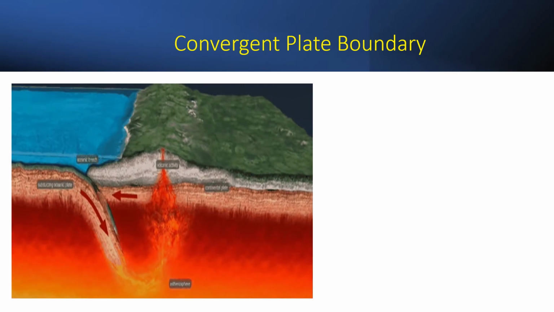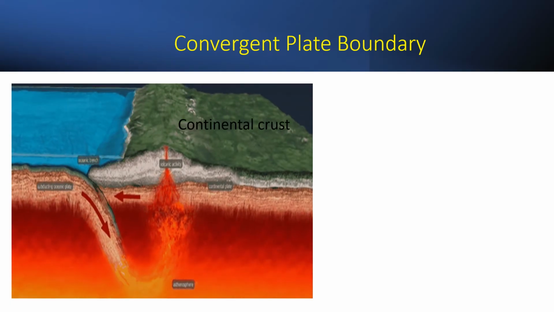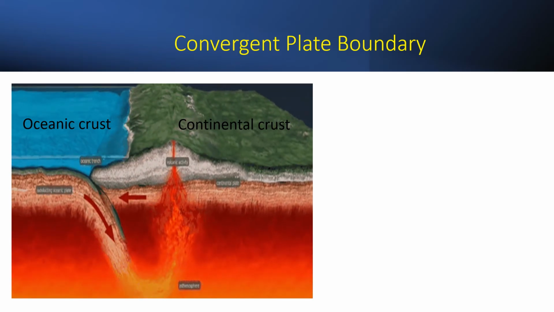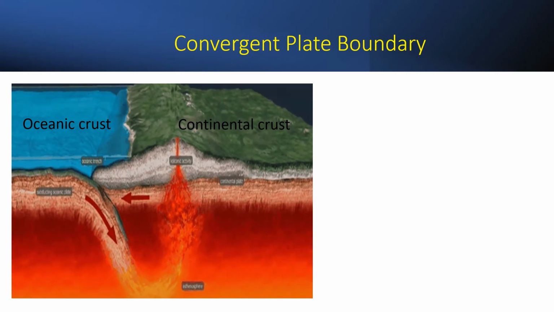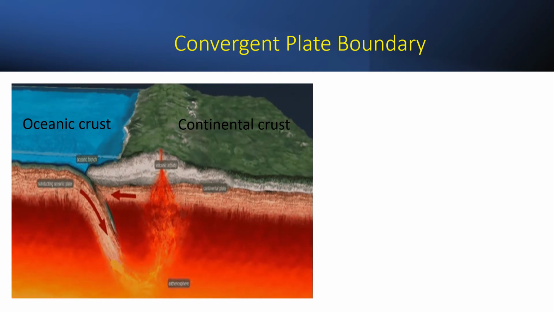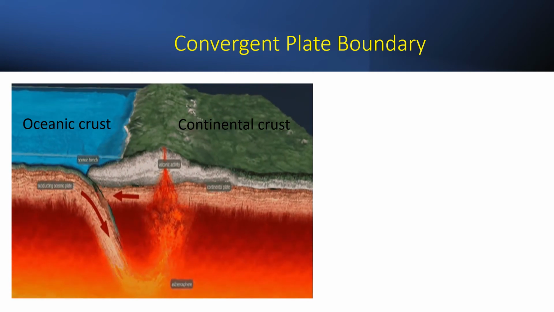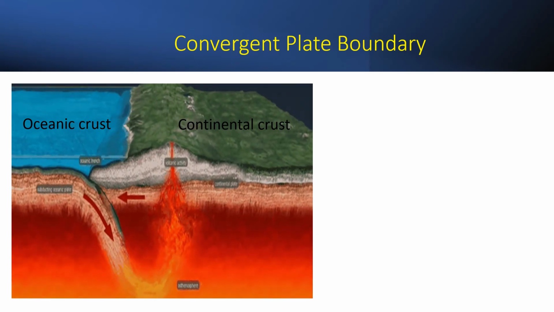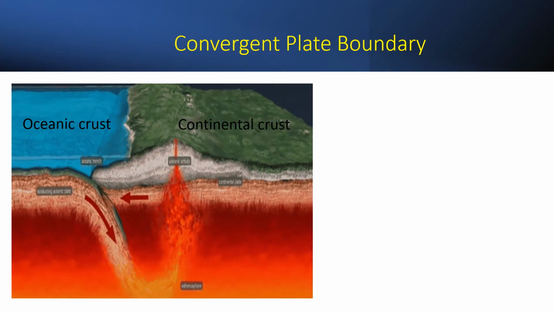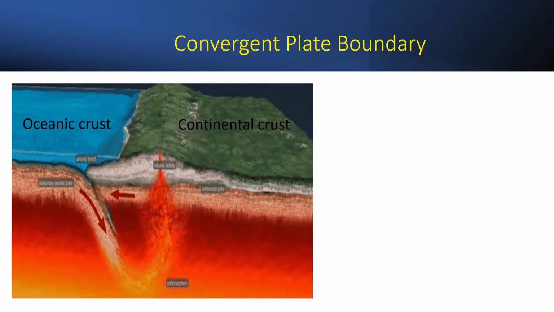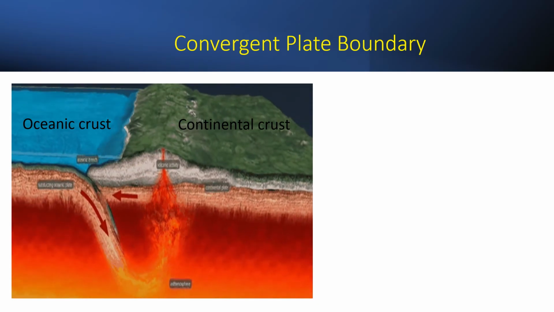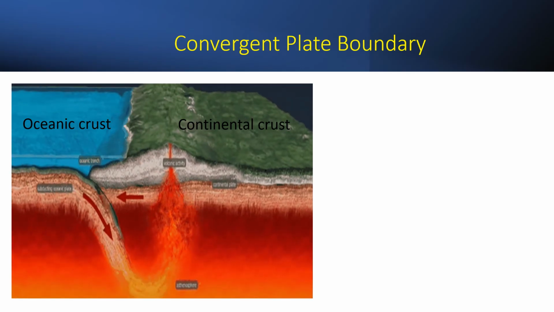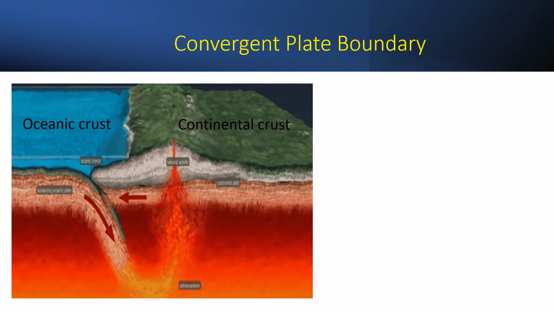We have two different crusts, the continental crust and oceanic crust. Continental crust is thicker than the oceanic crust, but oceanic crust is more dense than continental crust. So what do you think will happen if two different lithospheric plates collide?